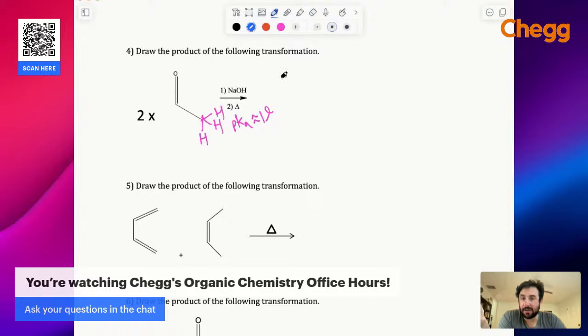So it's not very acidic, but hydroxide is a very strong base. So what hydroxide is able to do is go ahead and get one of those protons. Let's take that one. Can be any of them. And we're going to form this double bond here, and we're going to kick that up there. So this is called an enolate.